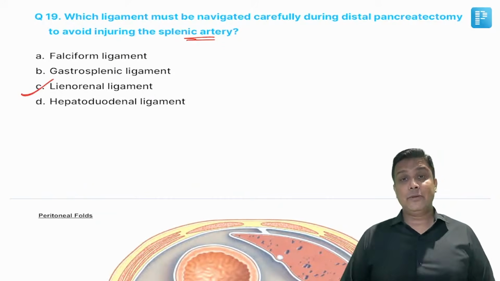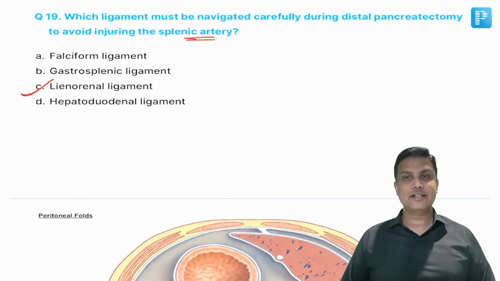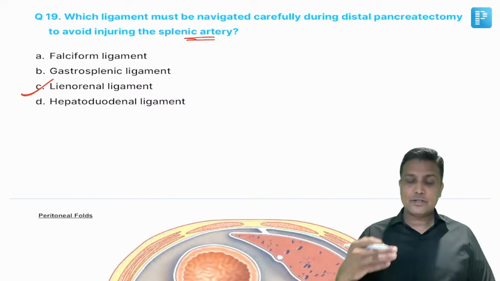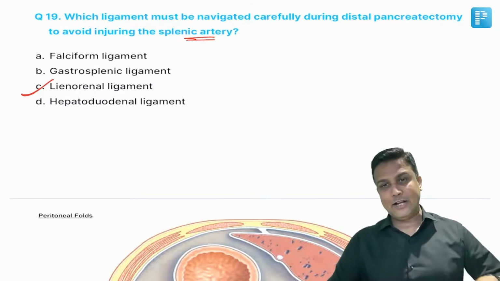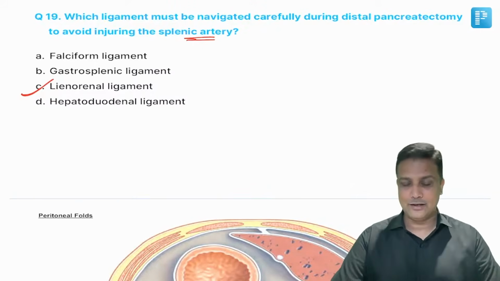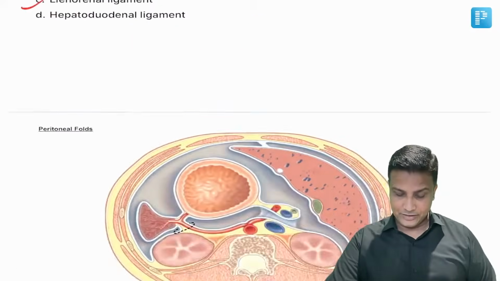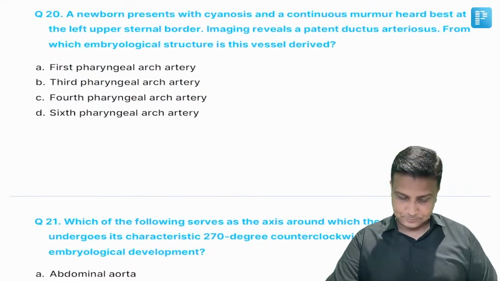So which ligament must be navigated carefully during the distal pancreatectomy to avoid the injury to splenic artery? Why? Because that is the same ligament where you also have the tail of the pancreas present near the linorenal ligament. That is the reason why, remember, that has to be navigated very carefully.